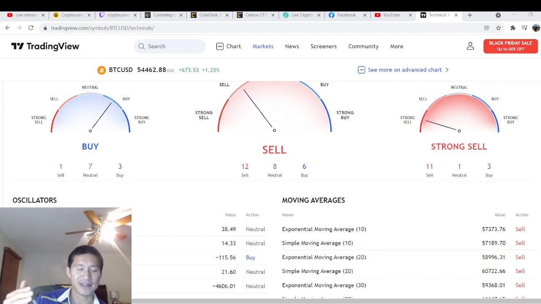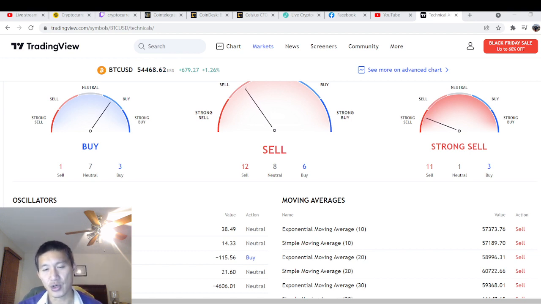If it crosses from positive to negative, then basically it reverses to bearish, and if it crosses from negative to positive, then it reverses to bullish. That's how that awesome oscillator works.